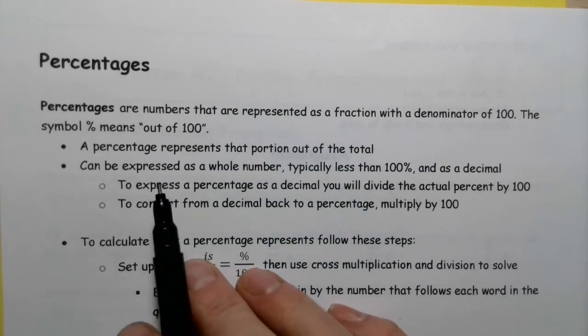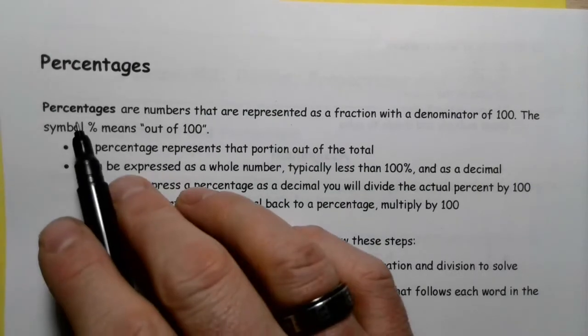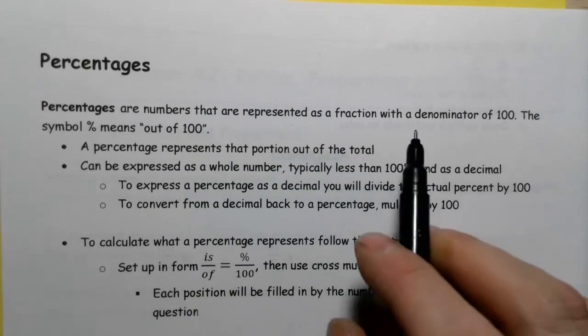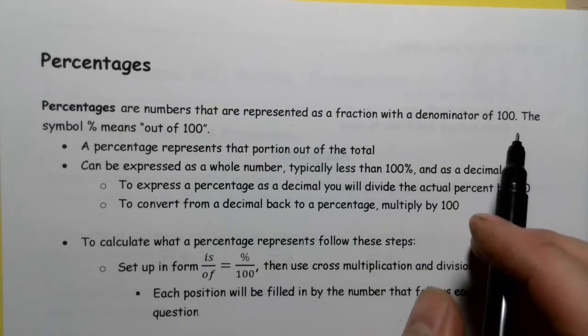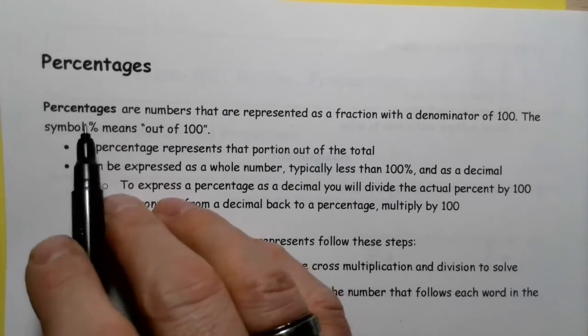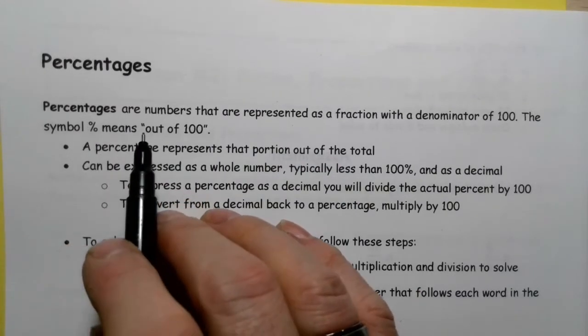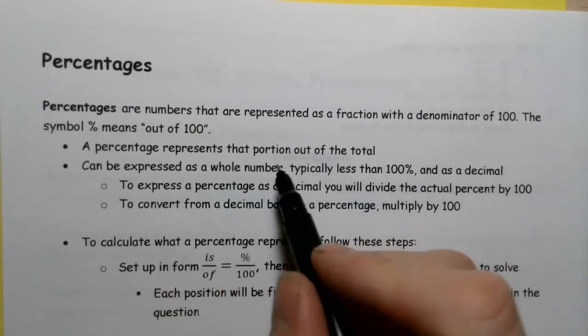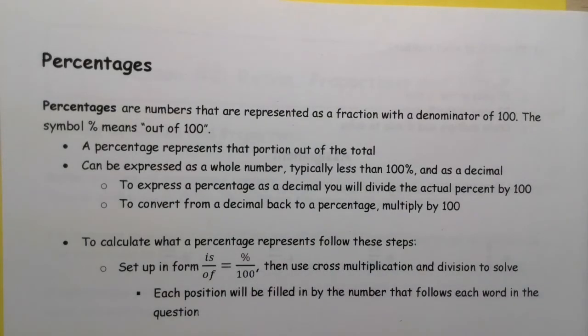Okay, in this next section, we're going to take a quick look at percentages. Percentages are numbers that represent fractions, but a very specific type of fraction with a denominator of 100. That little symbol we use basically means "out of 100." So when we talk about 60%, we mean 60 out of 100. A percentage represents that portion out of the total, and it's just a convenient way of talking about that part of the whole.